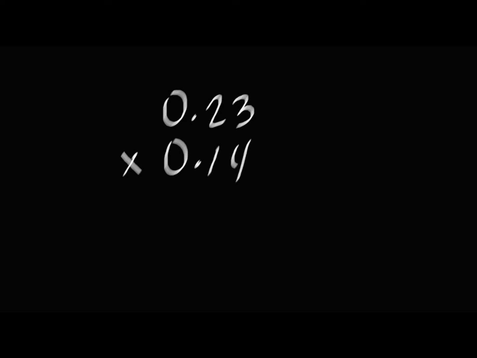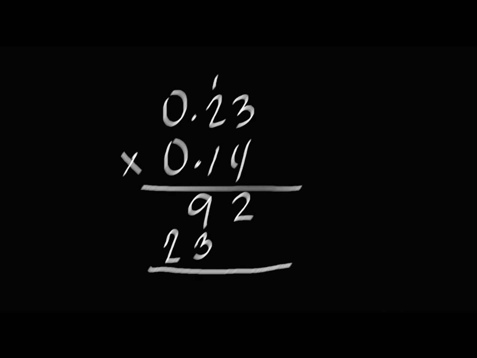We have 4 times 3 equals 12. Regroup 1. 4 times 2 equals 8, plus 1, that is 9. Then next, 1 times 3 equals 3, and 1 times 2 equals 2. Those are the partial products. We will add those partial products. We'll bring down 2. 9 plus 3 equals 12. Regroup 1. 1 plus 2 equals 3.